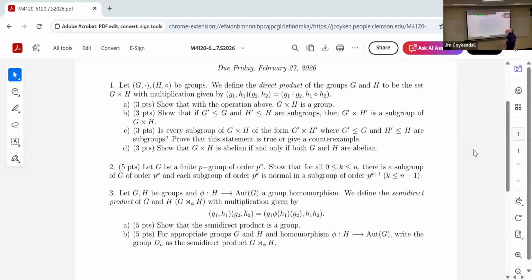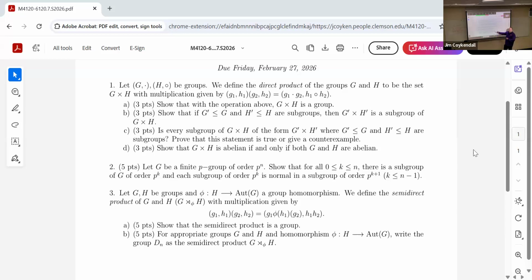But what I want you to do here is if you have a finite p-group of order p to the n, so it's just some group of order p to the n power, finite, then for every k between 0 and n, there's a subgroup of order p to the k. So if it's got order p to the n, it's got a subgroup of order p to the n minus 1, p to the n minus 2, all the way down. And each subgroup of order p to the k is normal in the subgroup of order p to the k plus 1. This is important for some stuff that we've got coming up as well.